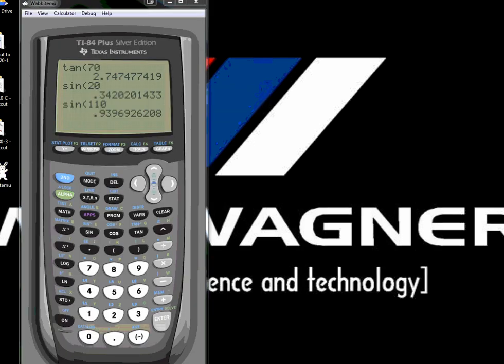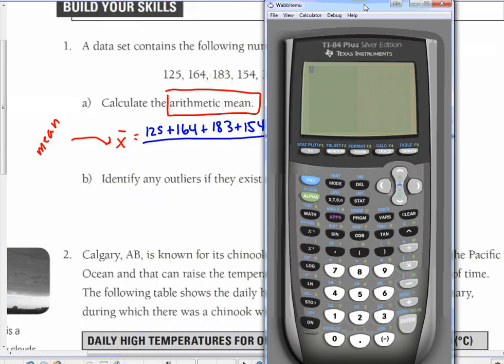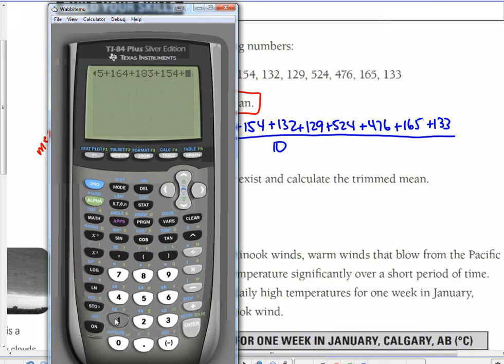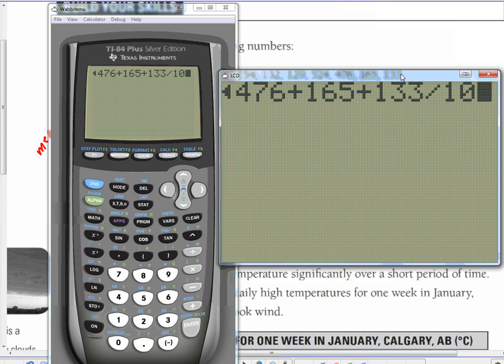Come on. There we go. Okay, so let's add these together. We have 125, 164, 183, 54, 132 plus... Okay, a common mistake that I see students do is they type this all in, which is good. That's okay. But then they do this, divided by 10. Okay, what's wrong with this? You've got to let the calculator do its thing, meaning what? Add them and then divide by 10.